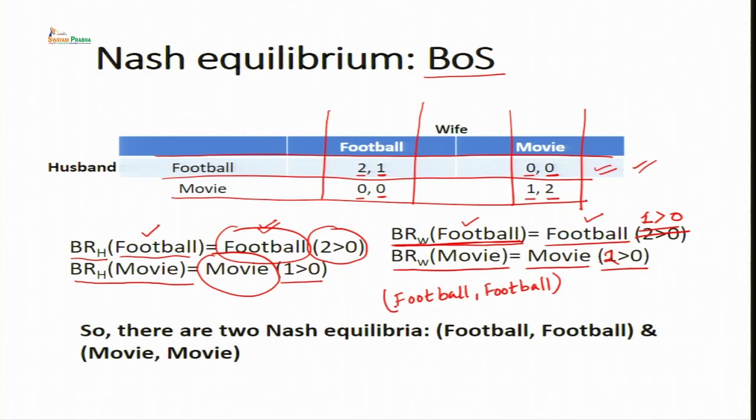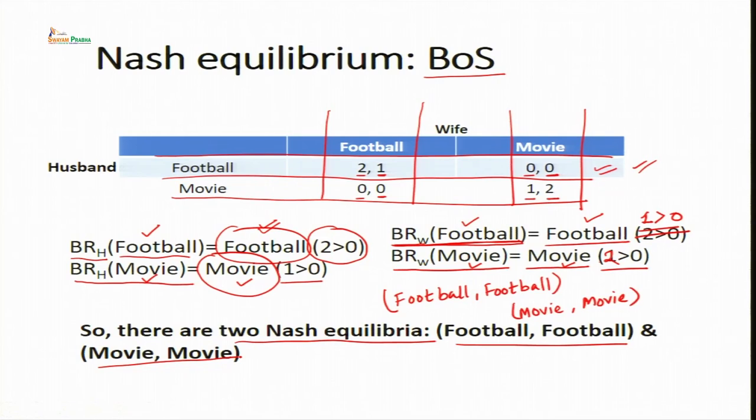We can also see that when the wife chooses movie, the husband is also choosing movie, and when the husband is choosing movie, the wife is also choosing movie. So, movie is also a best response correspondence. So, this way we have two Nash equilibria in this game, football and movie.